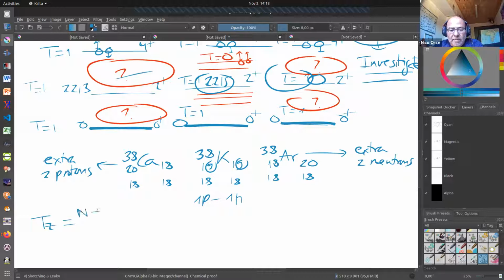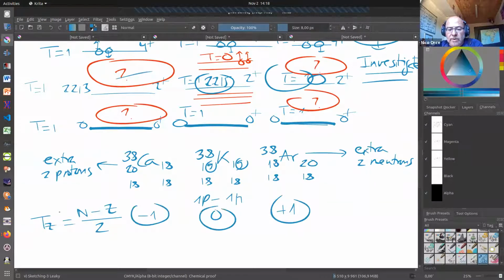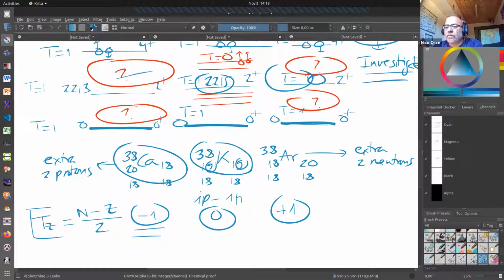And this is given by N minus Z divided by two. This T_z will be minus 1, this will be 0 because N and Z are the same, and this will be plus 1 because N is 20, so 20 minus 18 is 2, and 2 divided by 2 is equal to 1, right? This will be minus 1, and this will be equal to 0. So there's a T_z quantum number. When you say T_z is equal to minus 1, you refer to this particular nucleus with the extra two protons. When you refer to T_z equal 0, you refer to the nucleus with the same number of protons and neutrons. And when you refer to T_z equal to plus 1, you refer to the one with extra two neutrons, right? It's just part of nomenclature, just a definition.